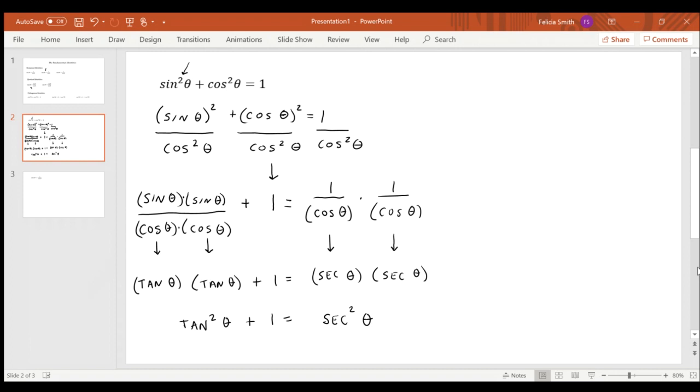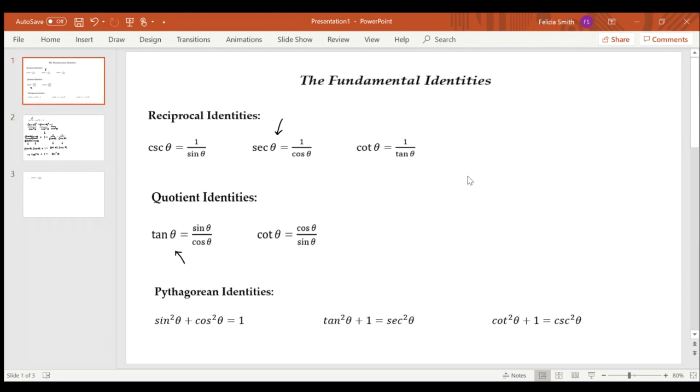Now I didn't have to do any memorizing to get this Pythagorean identity, but you're going to notice that this was the equation that was on the bottom middle part of our earlier screen. I have tangent squared theta plus 1 equals secant squared theta, which is the same thing that we had right here.